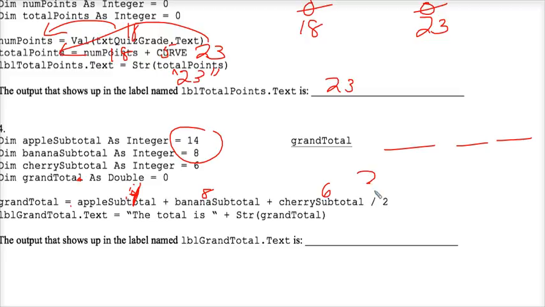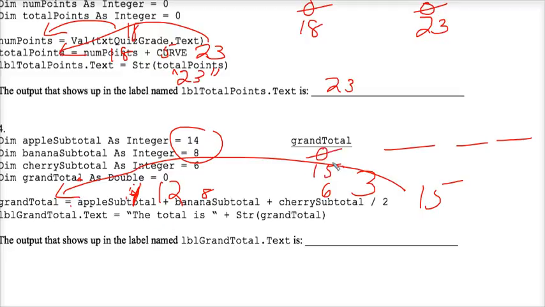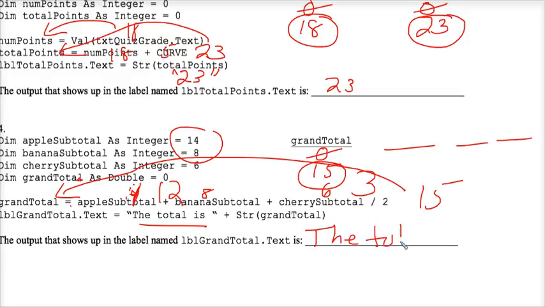6 divided by 2 is 3. Then you do this addition right here to get 12. And then you do this addition with 12 plus 3 is 15. And that 15 plugs in the grand total. So the 0 that was originally in grand total is overwritten now with 15. I like to circle my final answers when I do these problems. And the final printed answer is the phrase, the total is 15.